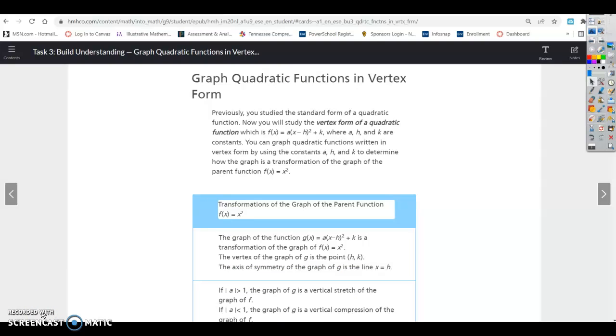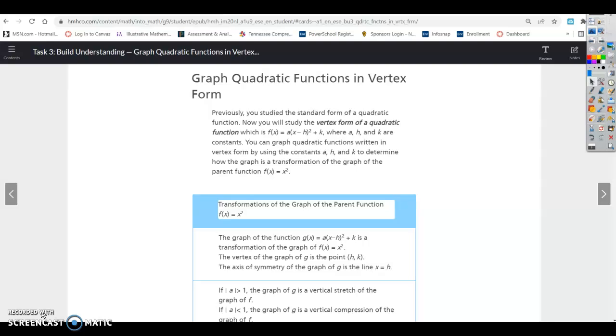Lesson 19.1, task 3. Graph quadratic functions in vertex form. Previously, you studied the standard form of a quadratic function. Remember, standard form was f of x equals ax squared plus bx plus c. Now you will study the vertex form of a quadratic function, which is f of x equals a times x minus h squared plus k, where a, h, and k are constants.